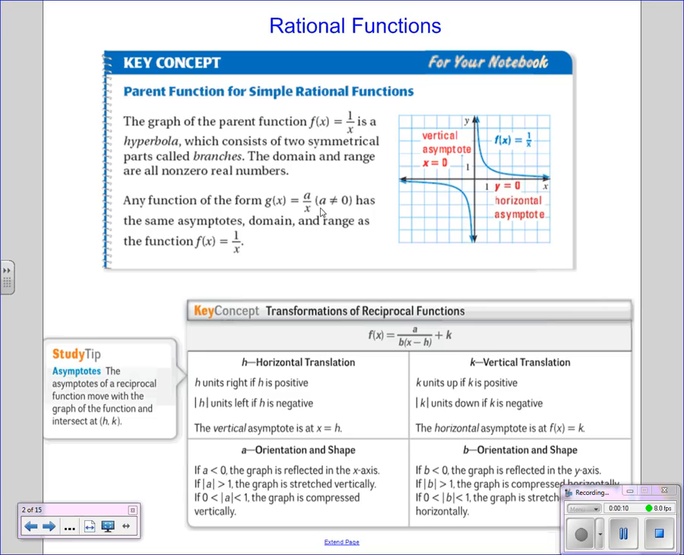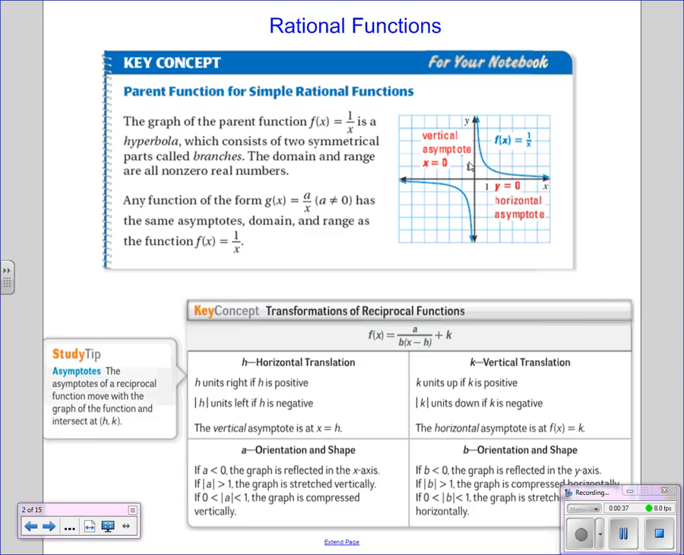The parent function for rational functions is f of x equals 1 over x, and this is its graph. So the graph is quite funky. It's not something you're used to, I'm sure, but it introduces some new terminology called asymptotes. An asymptote serves as an invisible boundary line that the graph approaches but doesn't touch or cross.